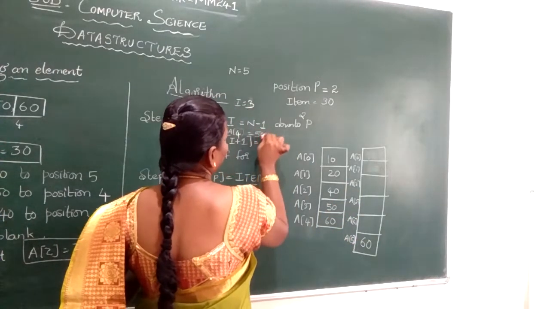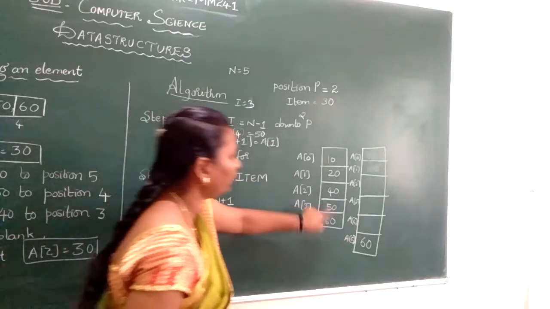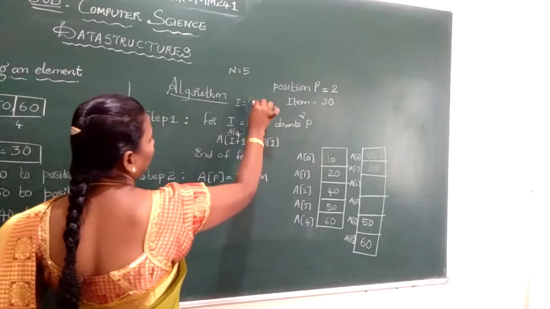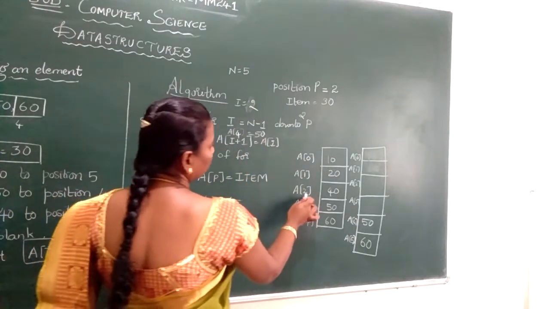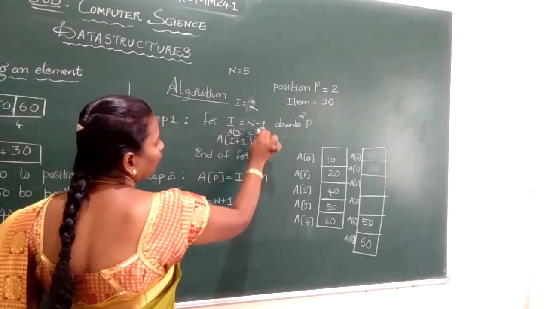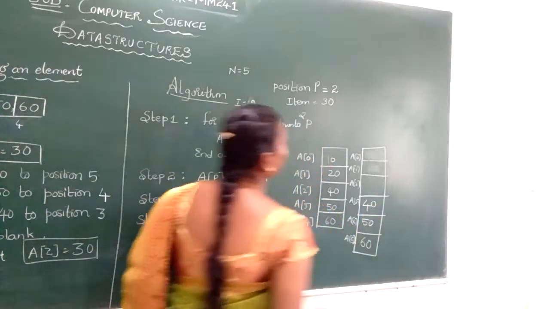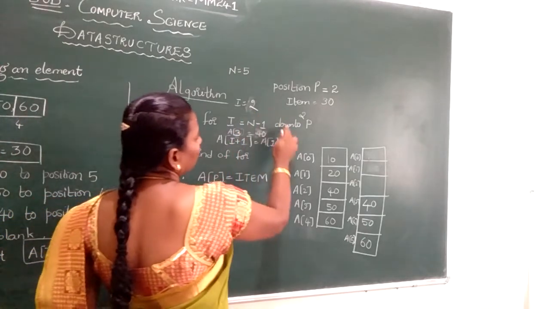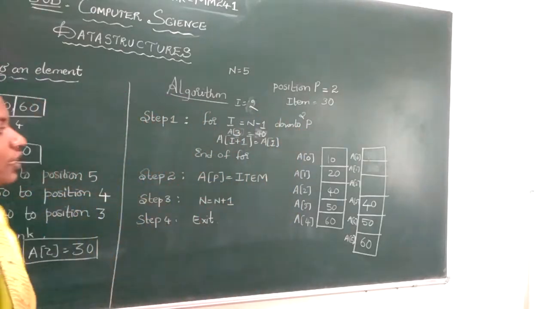A of 3 is 50. I am giving it to A of 4. 50 is shifted to A of 4. Again the I value gets decremented to 2. Now A of 2 is 40, where I am giving 2 plus 1, 3. A of 3. So 40 goes to A of 3. Now again the I value gets decremented by 1. So it is down to P. Here we are reaching the position that is 2.